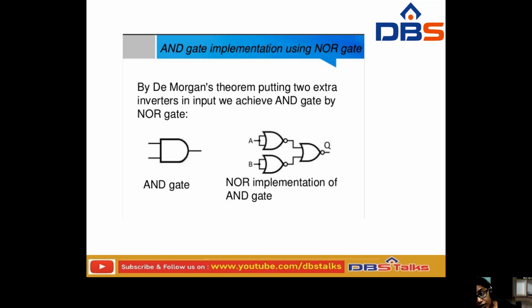See how we are going to obtain the AND gate by using De Morgan's law. By De Morgan's theorem, putting two extra inverters at the input, we achieve the AND gate by using the NOR gate here.